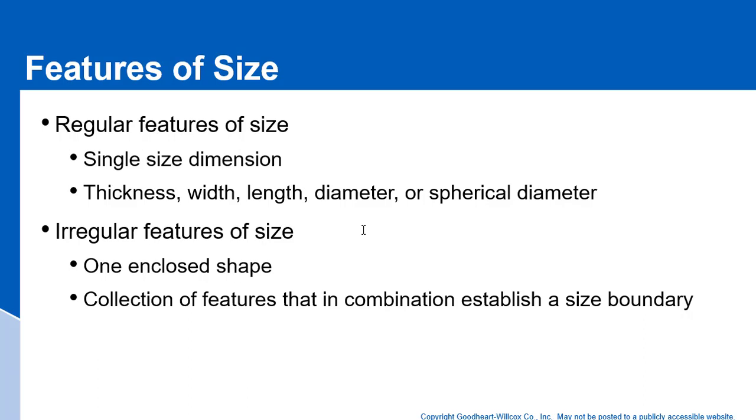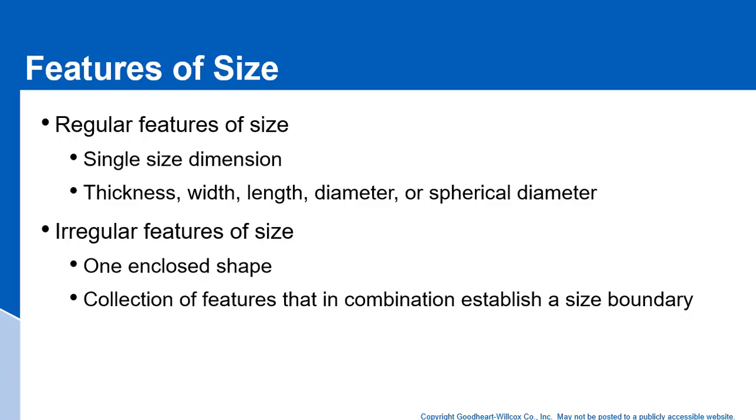And those would be considered regular versus irregular, which is like one enclosed shape or a collection of features that combine. We mostly talk about regular features of size in this class.